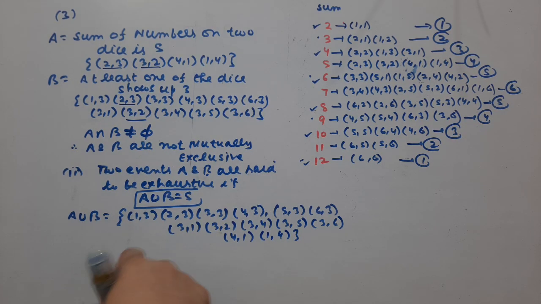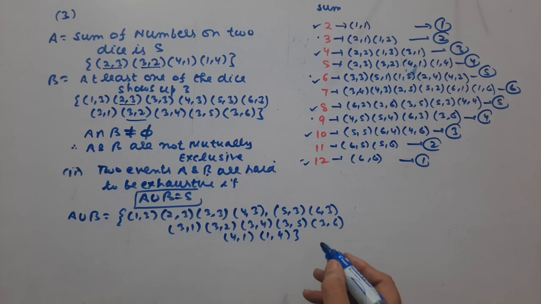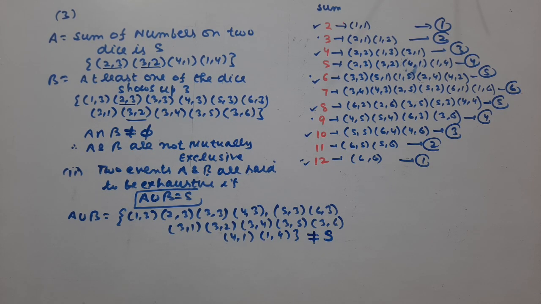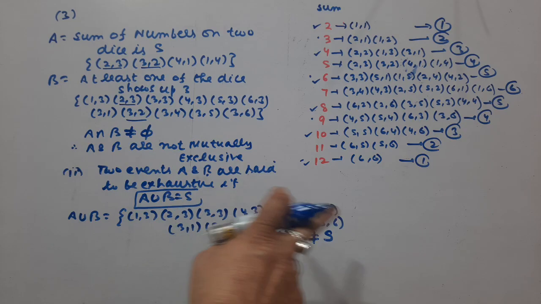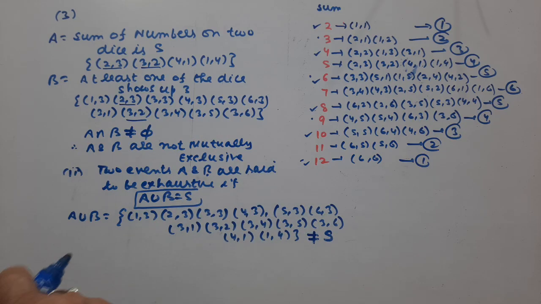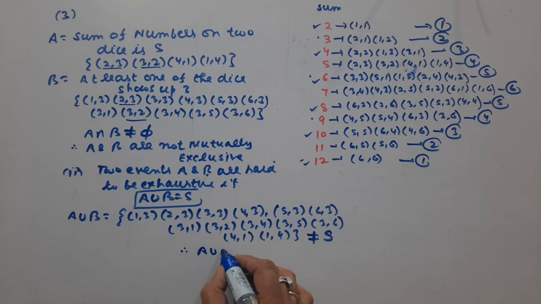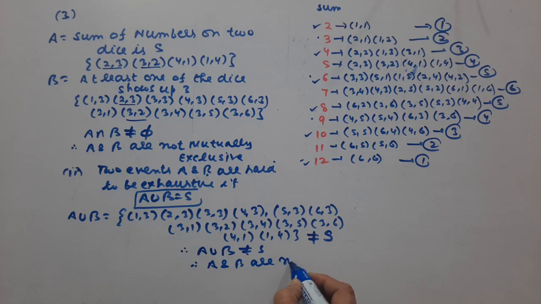So A union B will be these points, and this is not equal to the sample space, because when two dice are thrown the sample space will have 36 points, and here we are getting only 13. So A union B is not equal to the sample space. Therefore A and B are not exhaustive events.